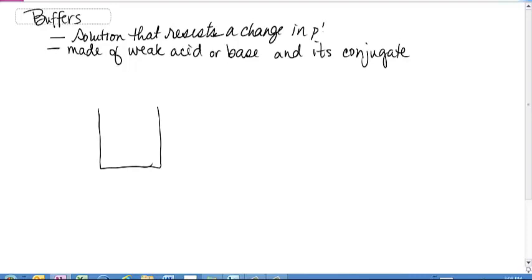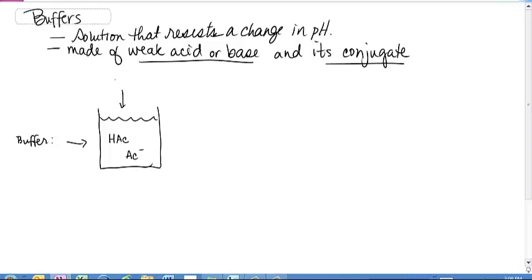Normally, if we add an acid to, say, water, the pH changes dramatically, or if we add a base to water, the pH changes dramatically. But if you add it to a buffer solution, one that has both a weak acid or a base and its conjugate, its pH doesn't change dramatically. So let's say, for example, we have acetic acid, that's a weak acid, and its conjugate. In this water solution, we have both the acetate ion and acetic acid. That would be a buffer, and here's why it's able to resist a change in pH.